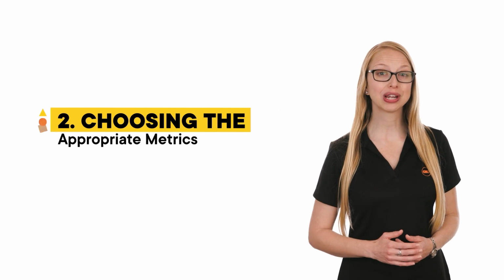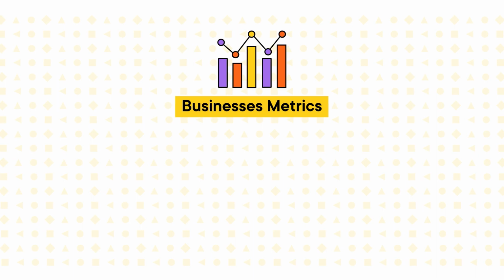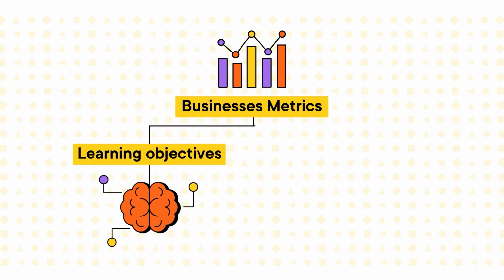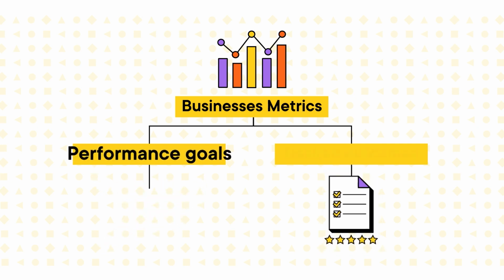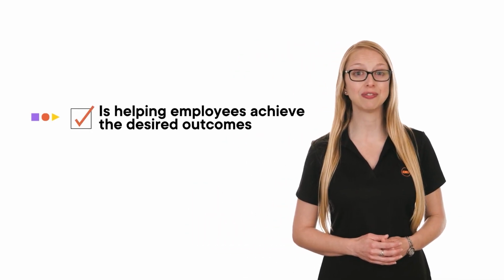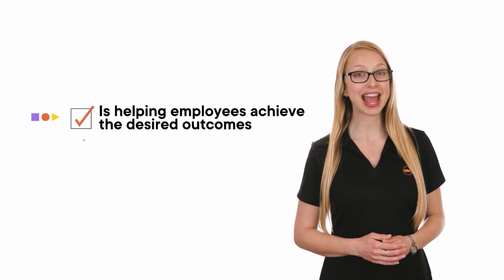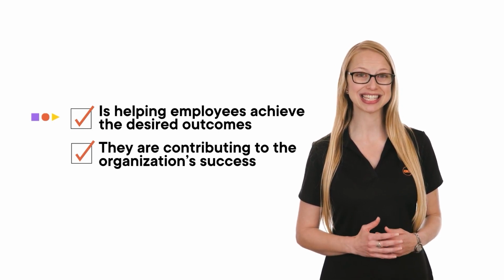Choosing the appropriate metrics is critical for accurately measuring learning outcomes. Metrics should be aligned with the learning objectives and desired outcomes. Businesses should also align their metrics with their performance goals and business objectives. This ensures that the training program is helping employees achieve the desired outcomes and that they are contributing to the organization's success.